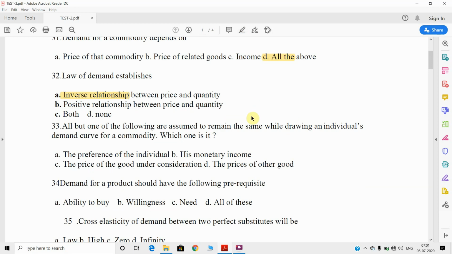Then next come to "all but". Here it is a very important phrase. "All but" means everything except one. All but one of the following are assumed to remain the same while drawing the individual's demand curve of a commodity. Which is of that following, right? So the answer will be C. In the case of the demand curve, the price of goods does not remain constant. So it will be the answer. You have to keep patience and see the phrase "all but", keeping aware of "all but".